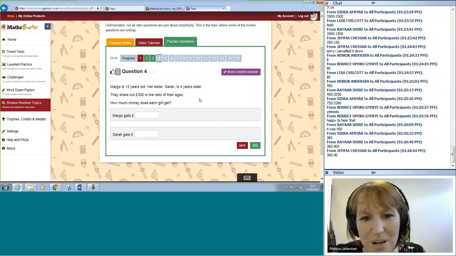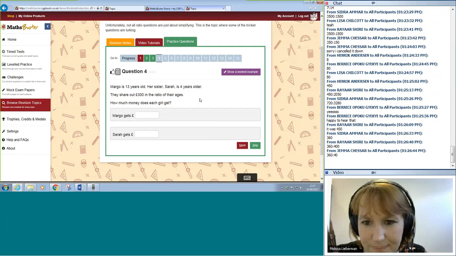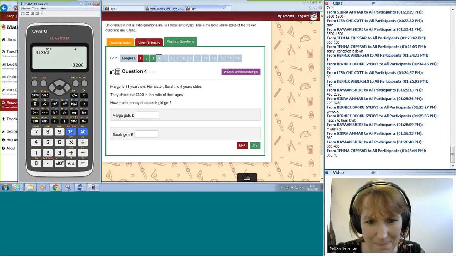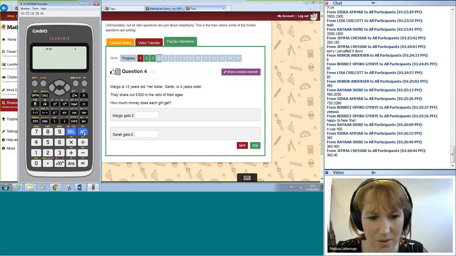Margot is 13 years old. Her sister Sarah is 4 years older. Okay, so she's 13. Her sister must be 17. They share out £3,000 in the ratio of their ages. How much does each girl get? And I'm happy that I can see that calculator button there, because that will help me. So Margot's 13, so her part is 13. Sarah is 4 years older, so that's 17, so add on 17.